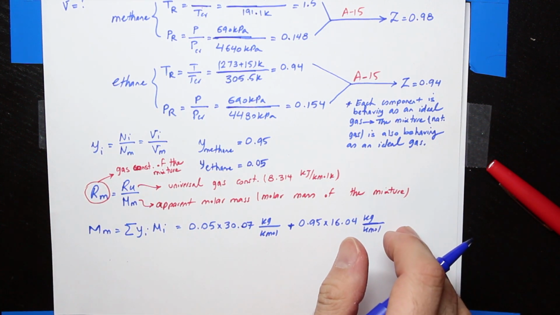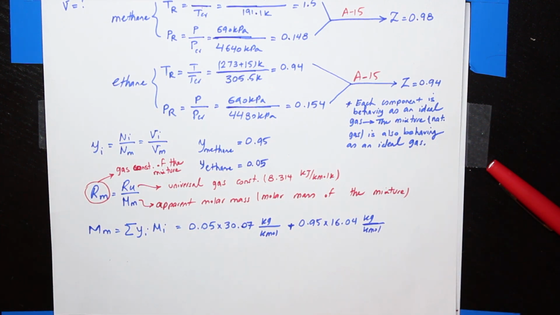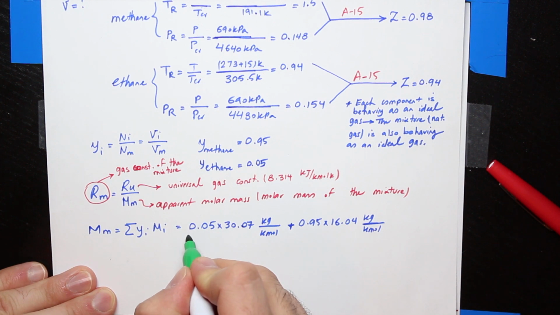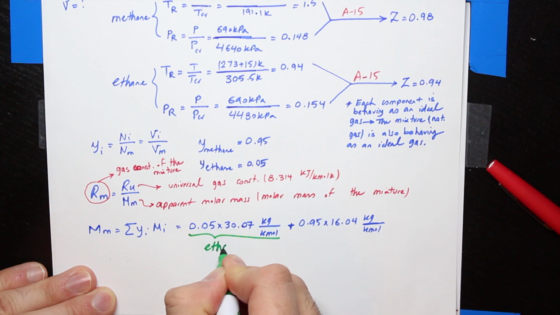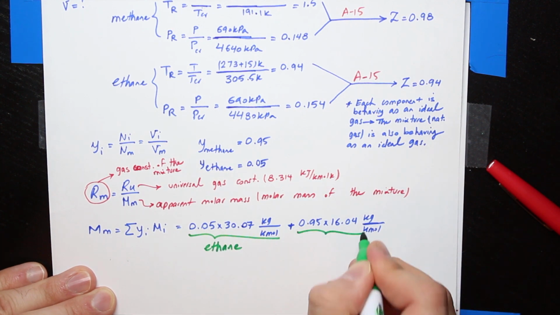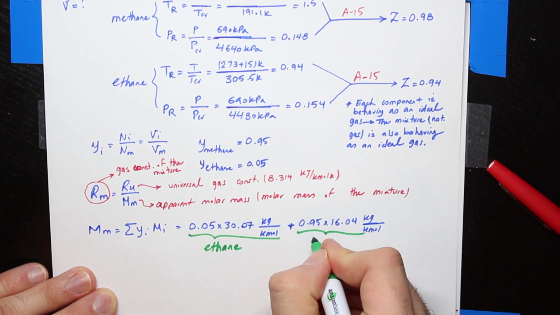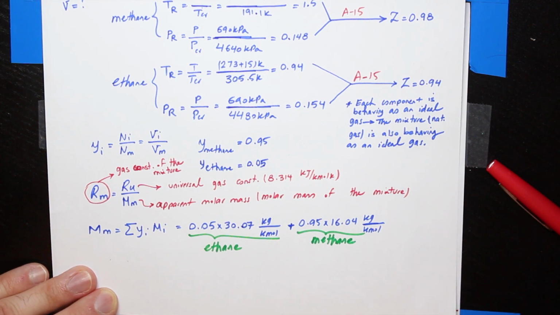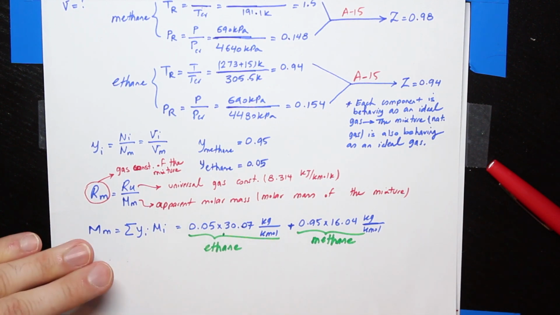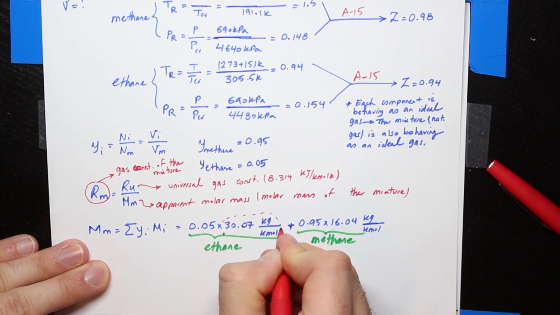Okay, so let me clarify what these numbers are. So this portion is for my ethane gas, and this portion is for my methane gas. Okay, you know what this number is? This is the mole fraction of ethane gas. This number is the molar mass for ethane.